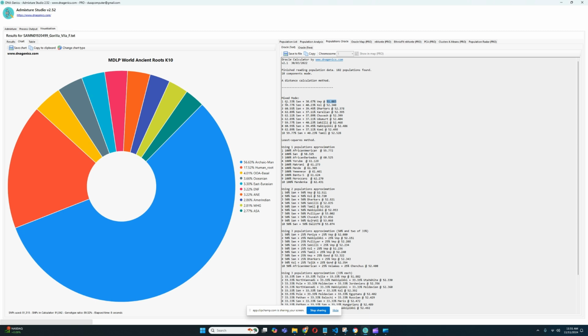none of these populations and mixtures of populations are really approximating what this gorilla is scoring. A distance of 51.8 is a very high distance, and there are no populations in the oracle, unfortunately, in this calculator that would match a gorilla, right? But if we populated the oracle with gorillas, chimpanzees, orangutans, and various other apes, we would be able to get a very good mixed mode result, a very good oracle result for this individual. But we don't have any gorillas in the oracle, unfortunately, for this calculator.